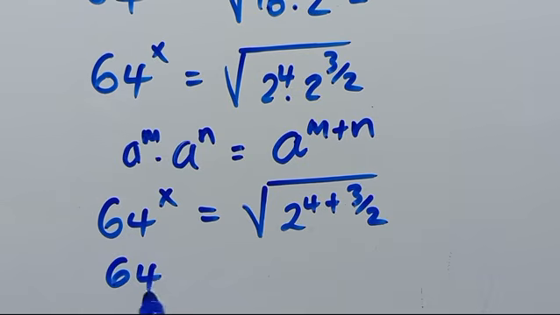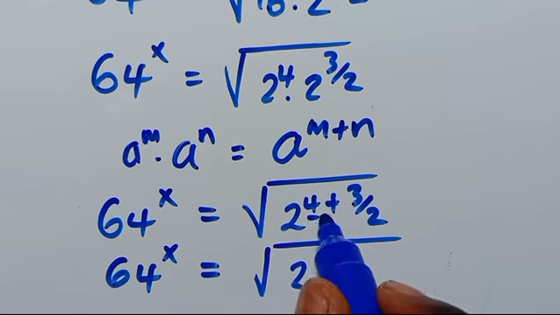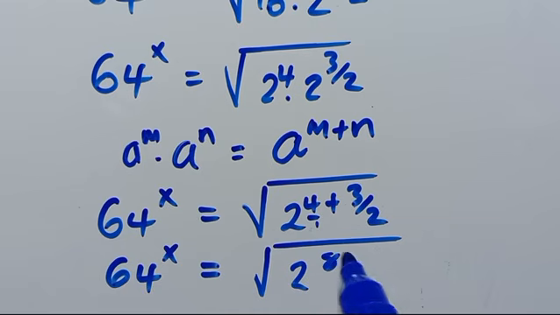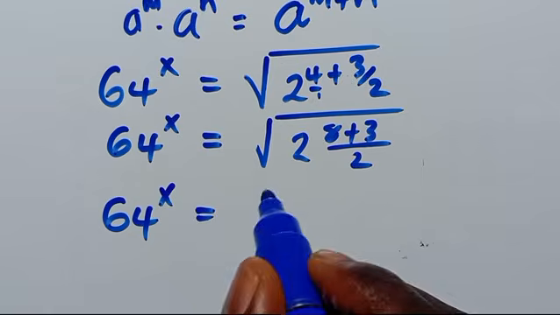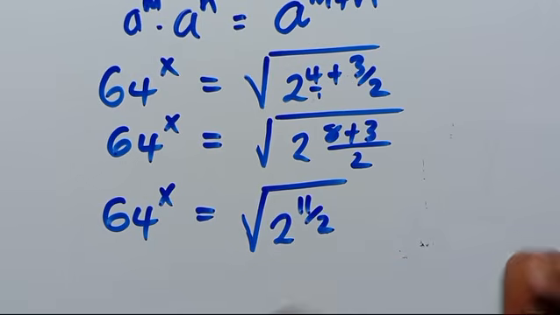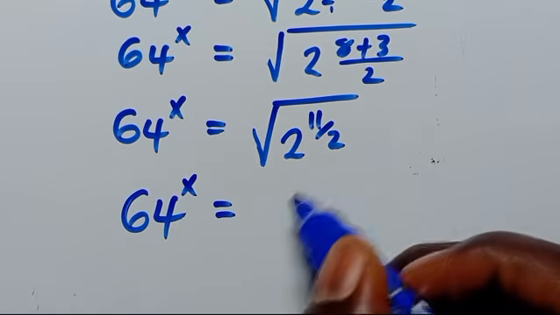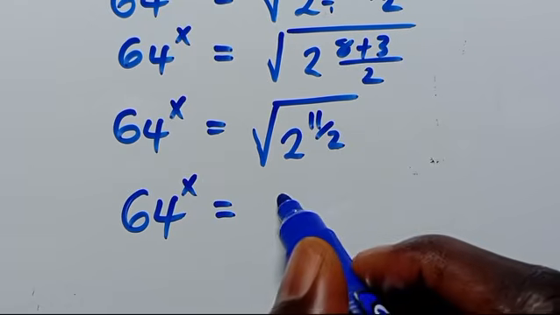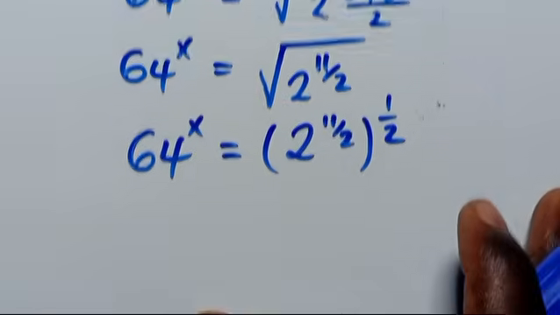So from here we have 64 to the power of x equals root of 2 to the power of, here the LCM will be 2, so here will now be 8 plus 3 over 2. So we have 64 to the power of x equals 8 plus 3 will be 2 to the power of 11 over 2. Then by taking this one again, we can have it as 2 to the power of 11 over 2 to the power of 1 over 2.